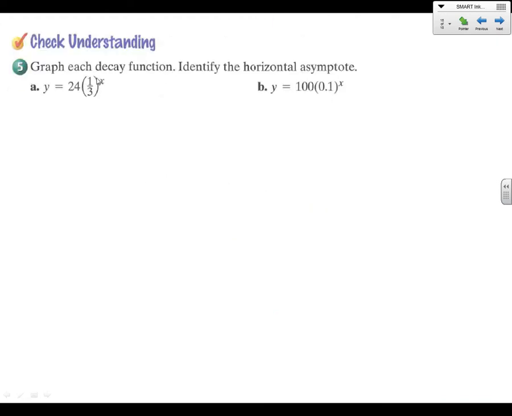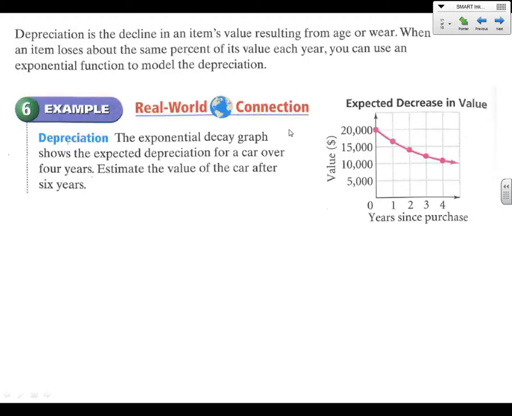All right, so you're up here. Graph each decay function. You can use the graphing calculator, but please label all your points, right? On your homework, I'm going to be looking for you to label at least 3 points, okay, for your exponential decay and growth graphs. All right, last one, we got a real-world connection.